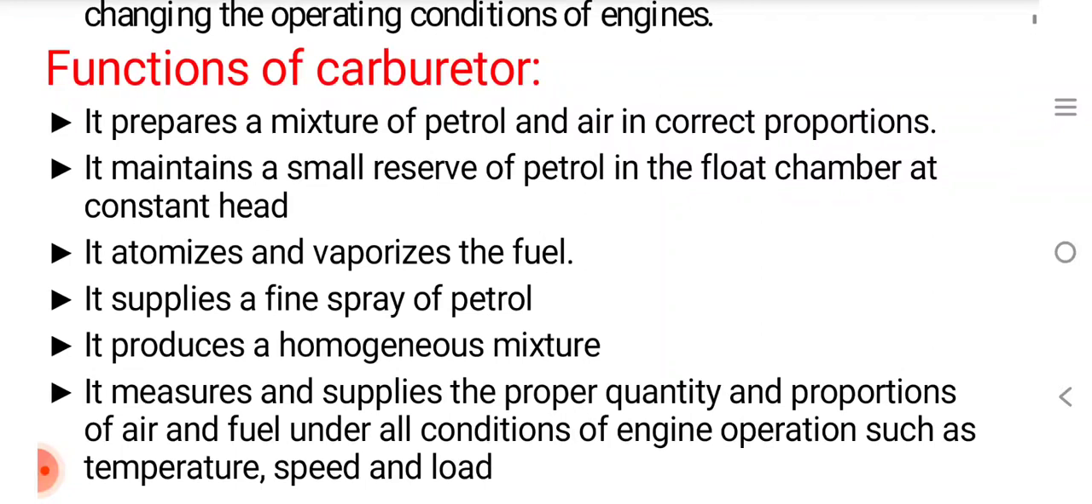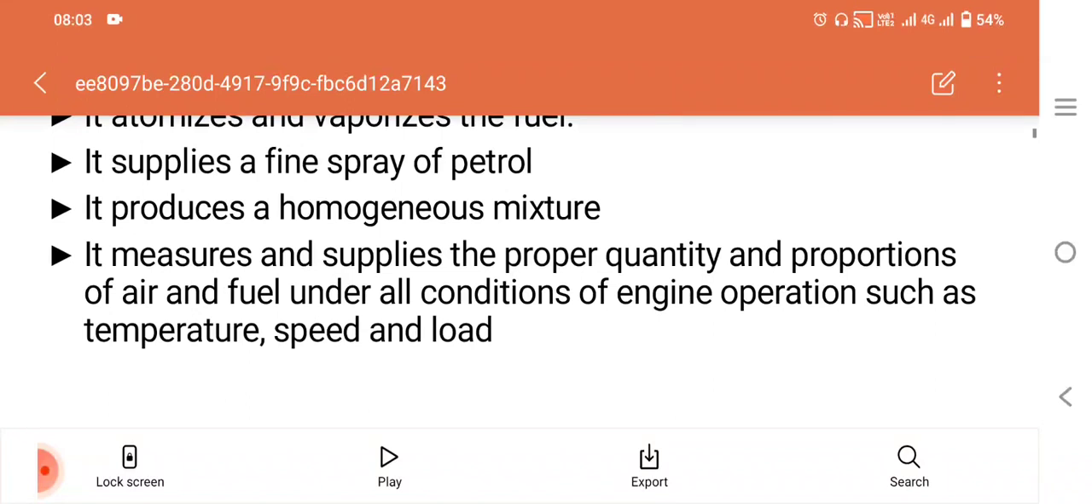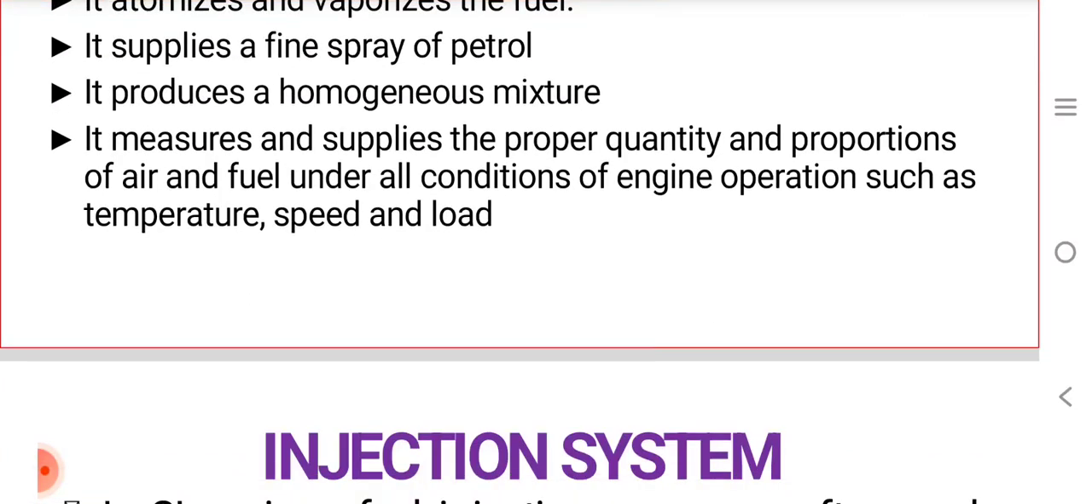It maintains a small reserve of petrol in the float chamber at constant head. It atomizes and vaporizes the fuel. It supplies a fine spray of petrol. It produces a homogeneous mixture. It measures and supplies the proper quantity and proportions of air and fuel under all conditions of the engine operation, such as temperature, speed and load.